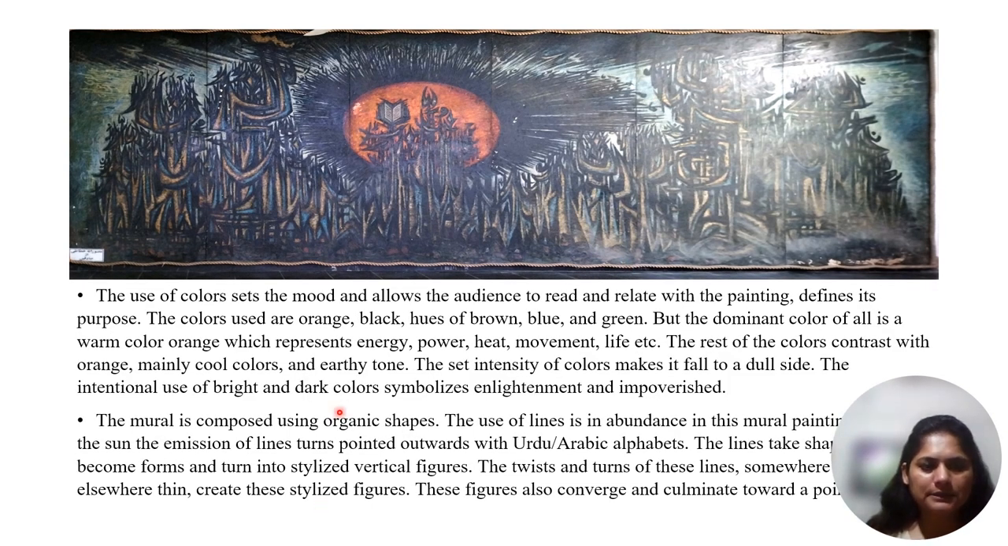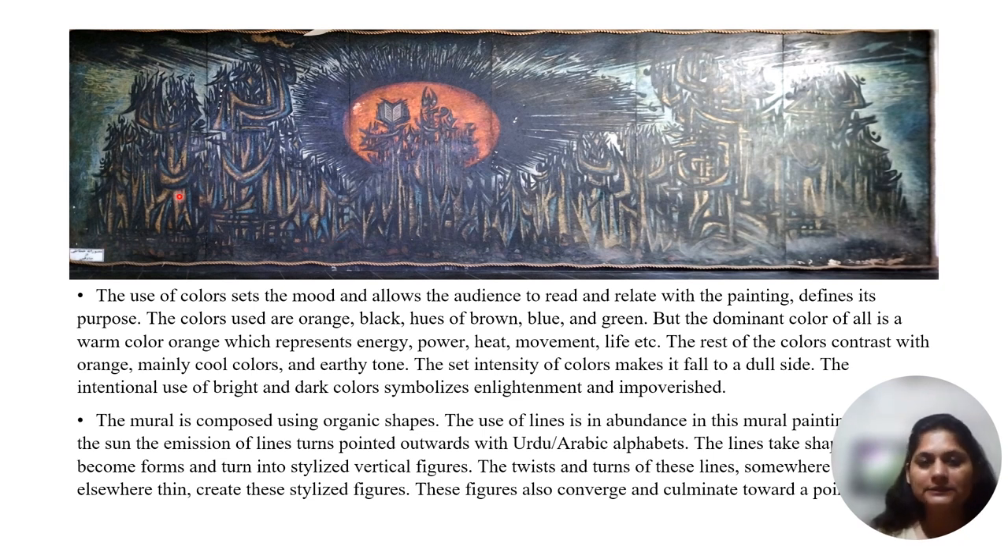As you can see, the use of colors sets the mood of this mural and allows the audience to read and relate with the painting, and defines its purpose as well. The colors used are orange, black, brown, blue and green, but the dominant color of all is a warm color, orange, which represents energy, heat, power, movement, life, etc. The rest of the colors contrast with orange, mainly cool colors and earthy tones.